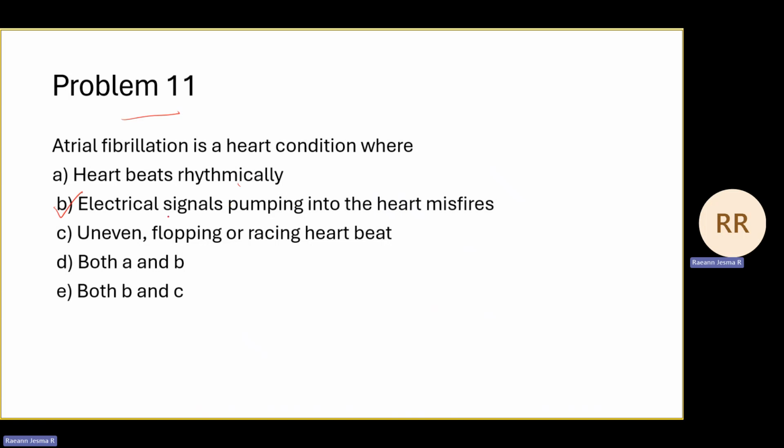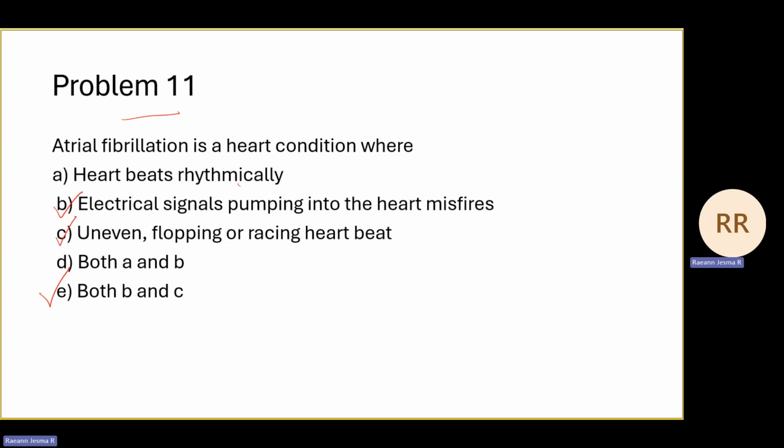Then, since your rhythm is not proper, you will have either an uneven, fluttering, or even racing heartbeat. So option C is also correct. So the correct answer for problem 11 is option E, both B and C. So atrial fibrillation is a heart condition where the electrical signals misfire, or you have an uneven, fluttering, or racing heartbeat. Okay, so that's the correct answer.